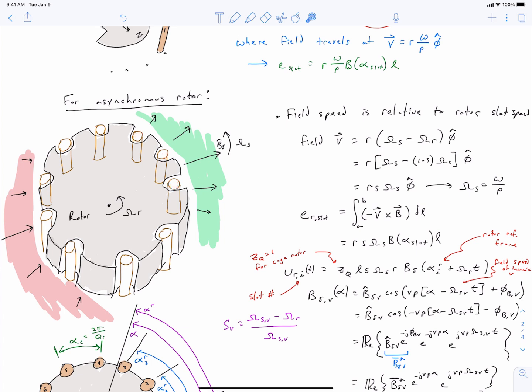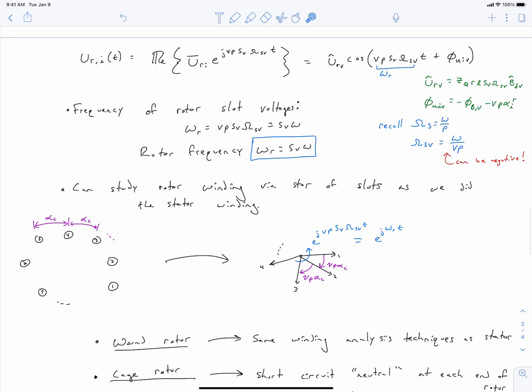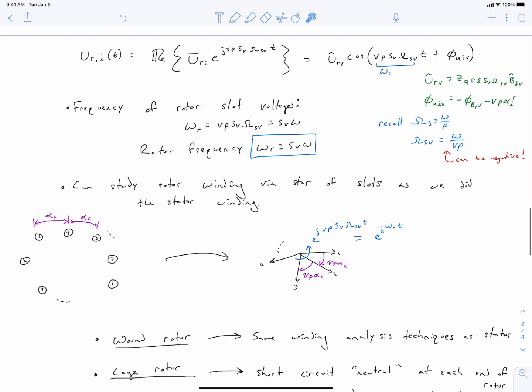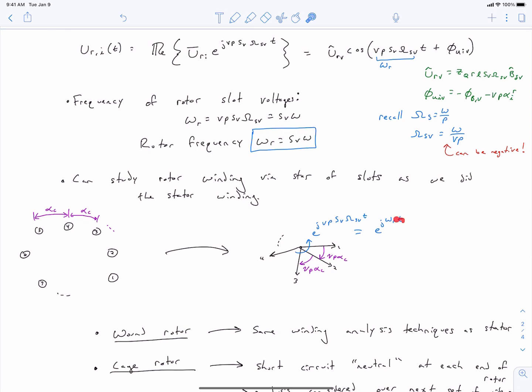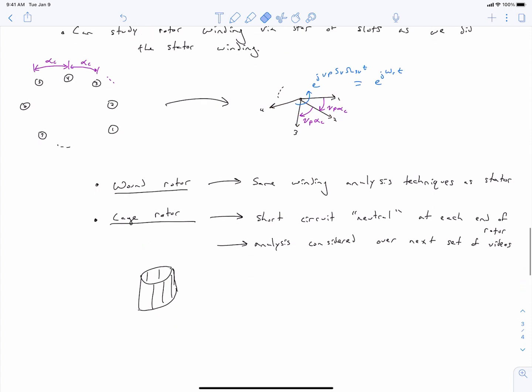And we did that by following the same framework and analysis techniques as we developed for stator windings, the only difference being that now our coils are also moving. Nothing is stationary in the asynchronous rotor. And so we used that to work our way up to a final voltage expression for the voltage in the slot of our rotor. And we noted that the frequency of our rotor voltages is equal to the slip times our stator synchronous frequency. And then from there we were able to draw the star of slots just like we did for a stator winding, and made some closing remarks about the types of rotors that can be asynchronous.